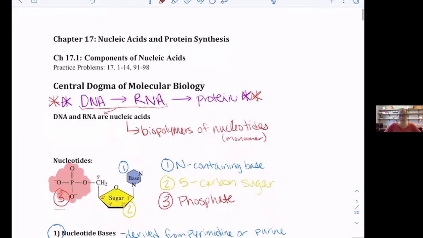So DNA and RNA are made out of nucleic acids. So nucleic acids is the name for the polymer of nucleotides. So nucleotides are the monomer. Nucleic acids are the polymer. Just like amino acid was a monomer of a protein, and protein was, or peptide if it's short, or protein if it's long, for the polymer chain.